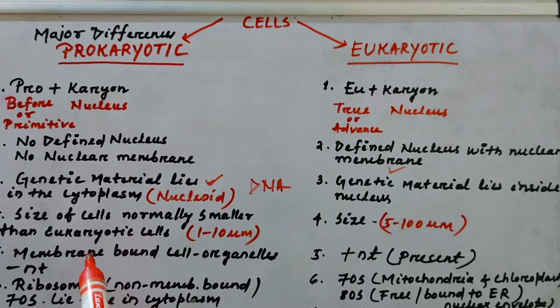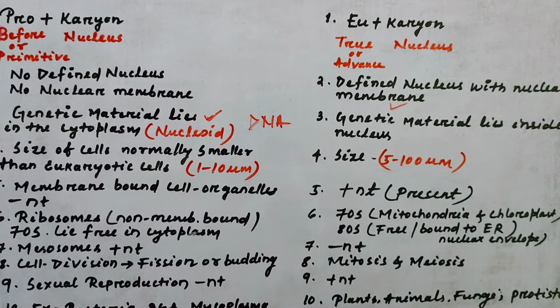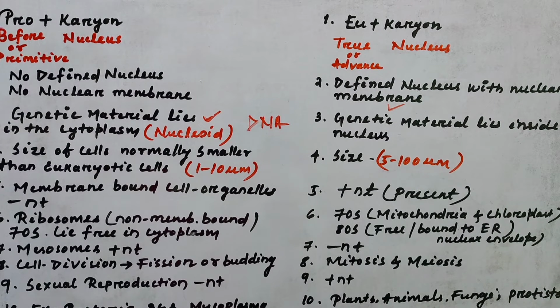In prokaryotic cells, membrane-bound cell organelles are absent. But in eukaryotic cells, membrane-bound cell organelles are present, that are endoplasmic reticulum, mitochondria, Golgi complex, lysosomes, etc. In prokaryotic cells, ribosomes are the cell organelles. Those are non-membrane bound organelles. These are of two types, that is 70S type and 80S type. 70S type is found in the prokaryotic cell. Both 70S and 80S type ribosomes are found in eukaryotic cells. 70S type ribosomes are found in mitochondria and chloroplast.